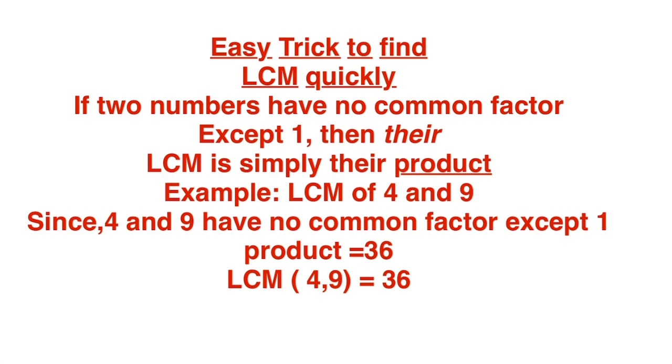Here I will show you an easy trick to find LCM quickly. If two numbers have no common factor except 1, then their LCM is simply their product. For example, LCM of 4 and 9. Since 4 and 9 have no common factor except 1, the product equals 36, and LCM of 4 and 9 equals 36.